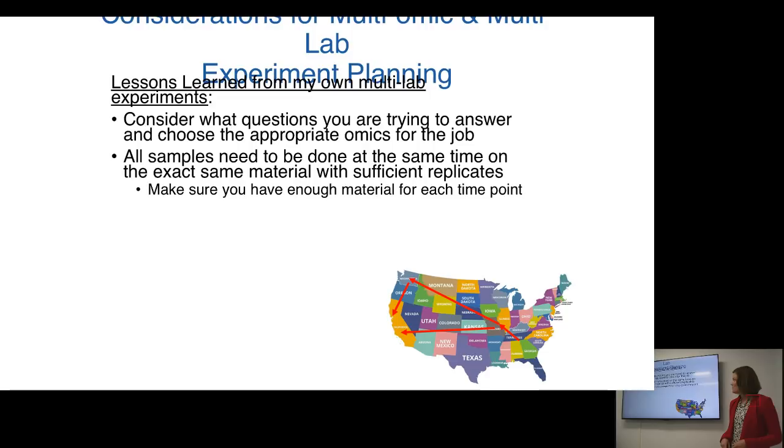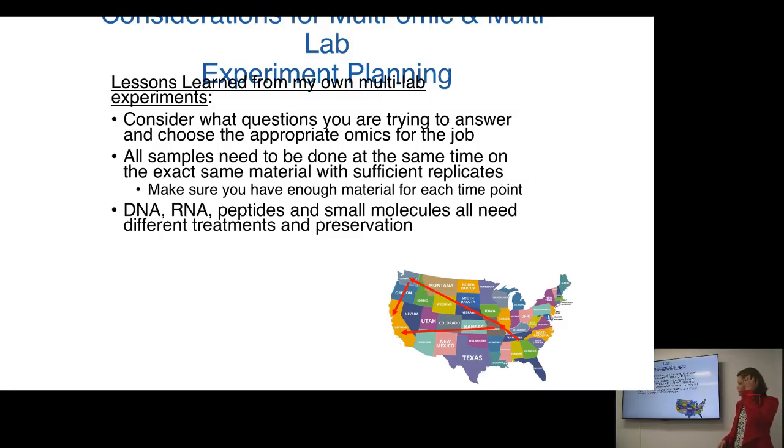All the samples need to be done at the exact same time with the exact same starting material and with sufficient replicates. And it's very important to make sure you have enough material for all the replicates for all of your multi-omic samples at the same time. All of these omic technologies are at such high resolution that even small differences in the preparation can prevent you from getting a biological understanding out of your results.